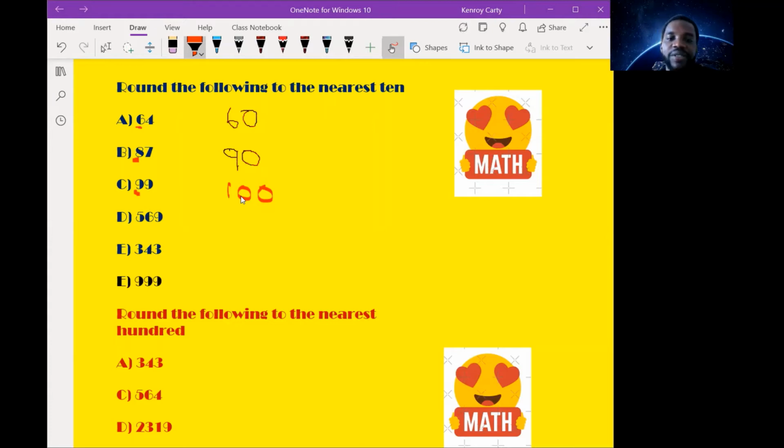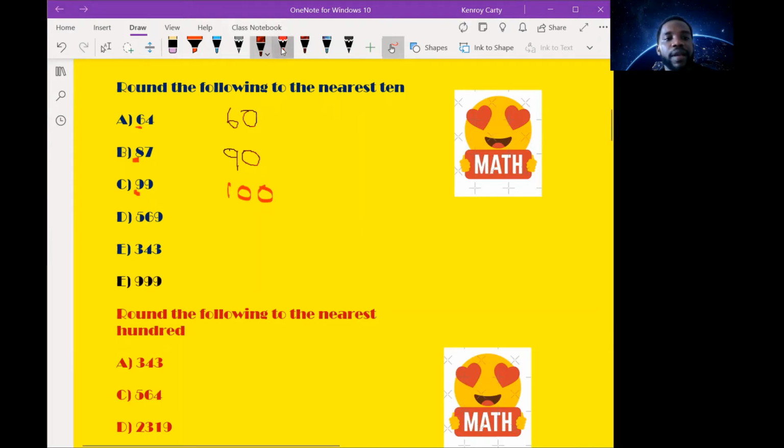And technically, you can also check it. 99 is between 90 and 100. It is one position away from 100, and it is 9 positions away from 90. So to the nearest 10, it's going to be 100. Of course, you can always pause and try the others, and then you play back the video to see what the answer is.